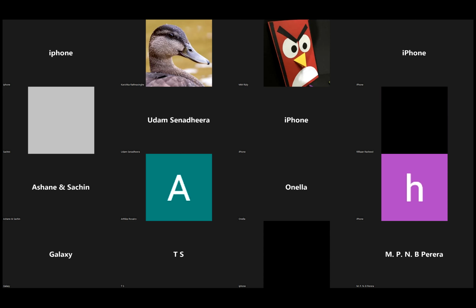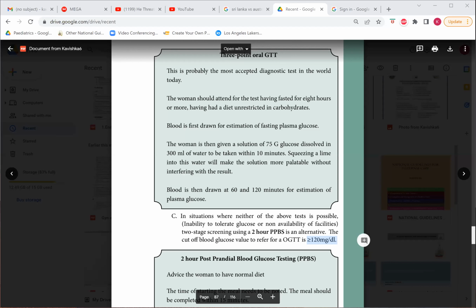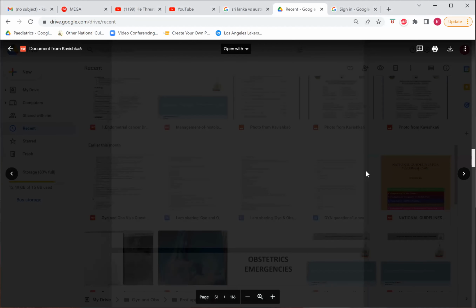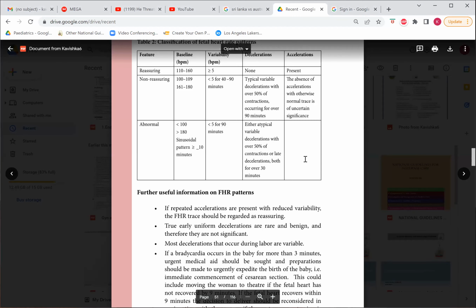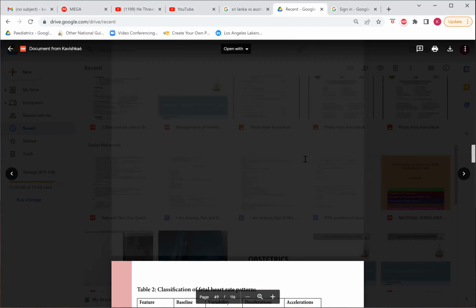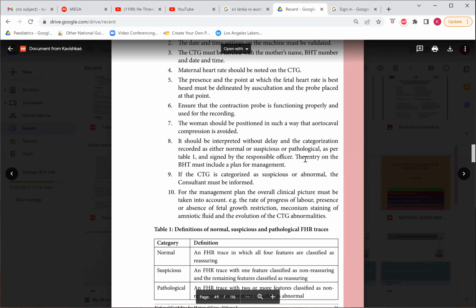A previously normotensive patient who was detected to have an elevated blood pressure of more than 140 by 90 after 20 weeks of POA, the blood pressure checked twice, 4 hours apart, which also returns back to normal after 6 weeks.